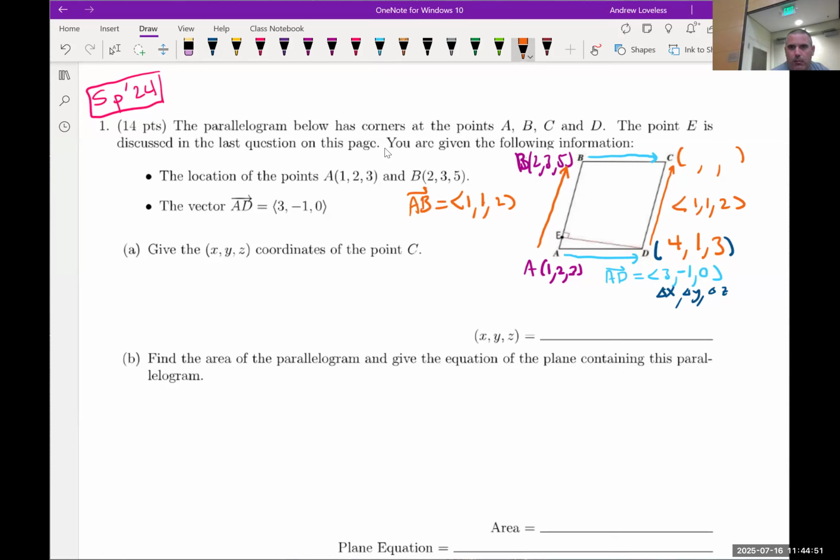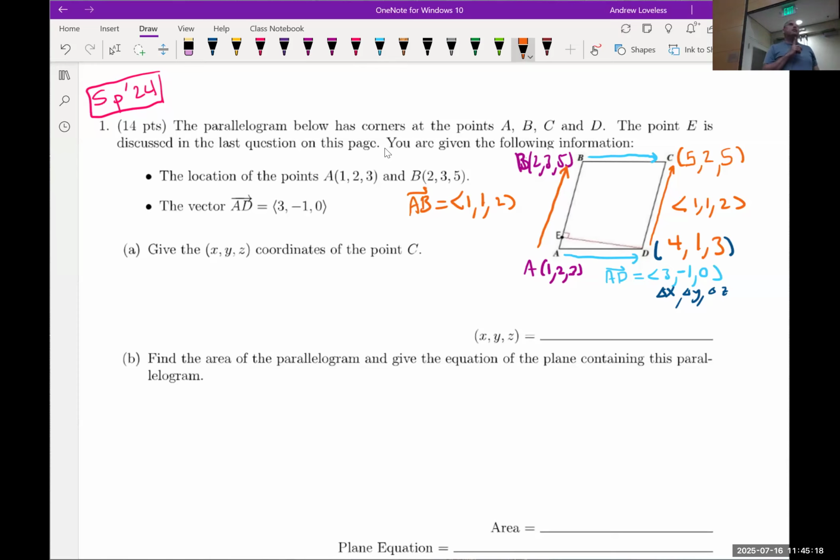Okay, so we're going to go up 1. So what's this going to be? 4 up 1 is 5. 1 up 1 is 2. 3 up 2 is 5. So that's just a nice little dance of how do we use points and vectors and what do they mean?